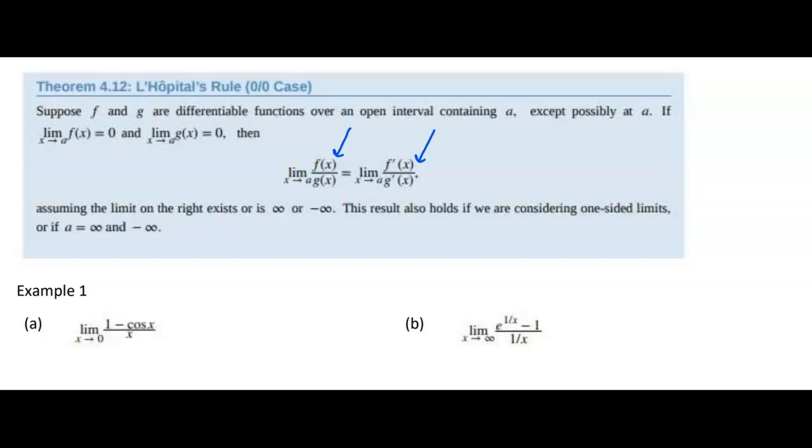This is also going to hold true if we're considering one-sided limits as well. So if a is going to positive or negative infinity, this is also going to be something that holds true. So if you're looking at two different exponential decay functions, they're both going to 0 as x goes to infinity. This is also going to be true for those. So let's look at a couple examples.